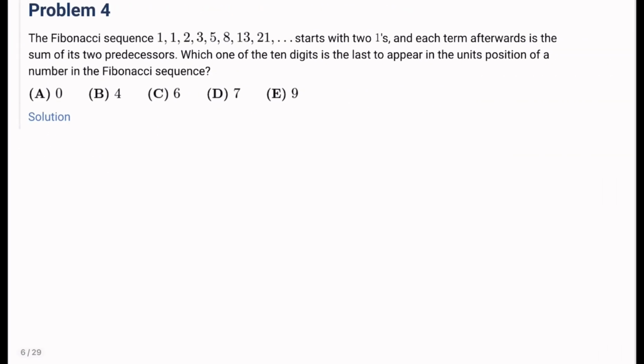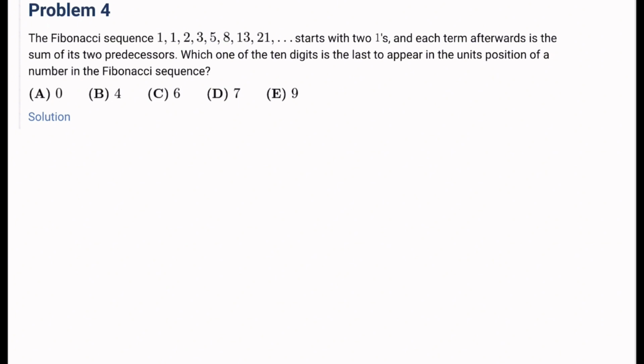Number 4: the Fibonacci sequence 1, 1, 2, 3, 5, 8, 13, 21, and so on, starts with 2 ones, and each term afterwards is the sum of its 2 predecessors. Which one of the 10 digits is the last to appear in the units position of a number in the Fibonacci sequence? Okay, we just want the units digit of the numbers in the Fibonacci sequence, so let's just write it all down and see which one comes out last, right?